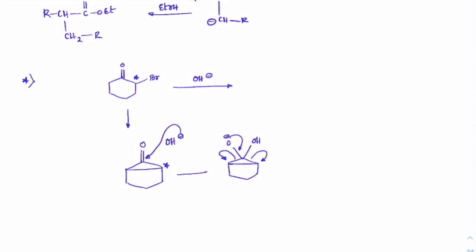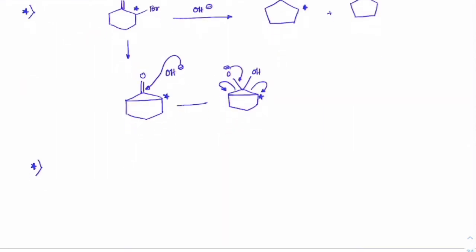Asterisk mark is here, got it? So which means you can have product on both the sides, right? So the final product would be this with COOH with asterisk mark here plus COOH plus asterisk mark here, and both of them would be 50-50%. See the next question, which is of a similar kind.